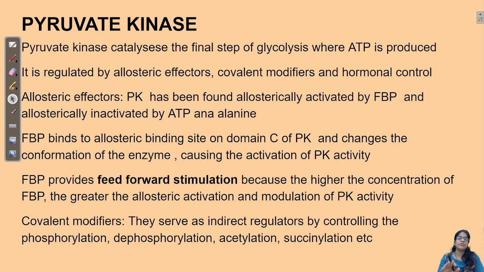So fructose bisphosphate also provides feed forward stimulation, because a higher concentration of fructose bisphosphate increases the allosteric modification of your pyruvate kinase. Hence, it keeps converting into two molecules of pyruvate. Even covalent modifiers regulate the cycle by undergoing phosphorylation, dephosphorylation, acetylation, and succinylation. Okay, these are the important regulators of your glycolysis.